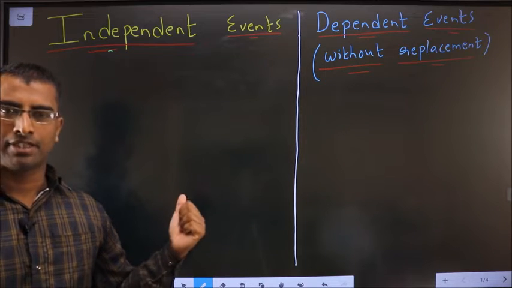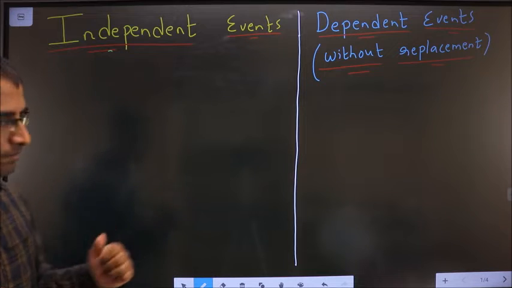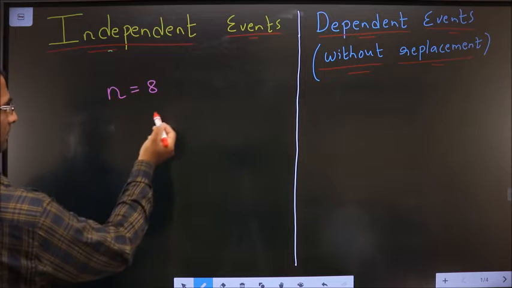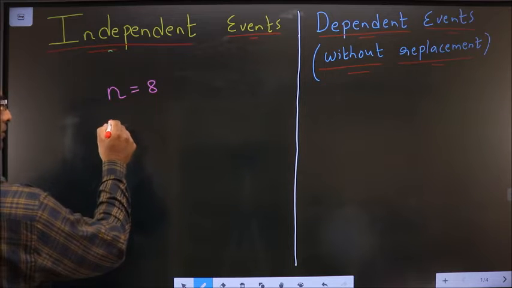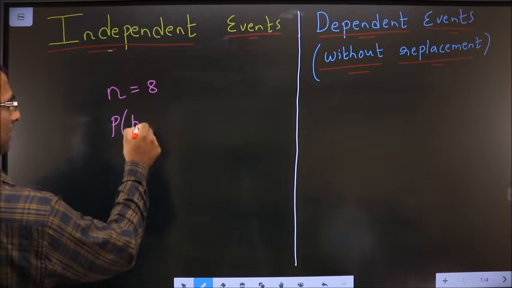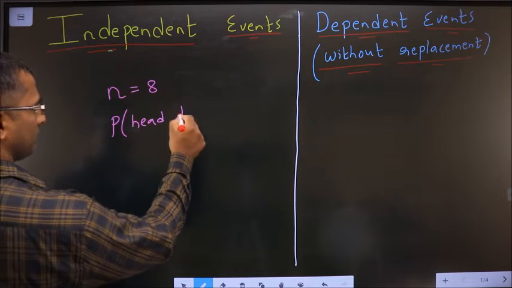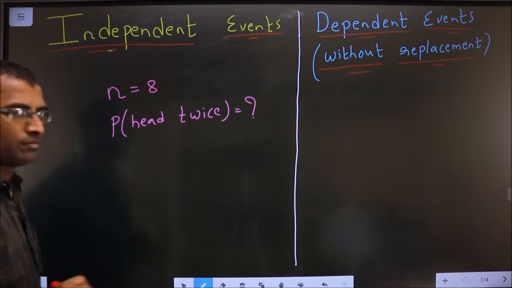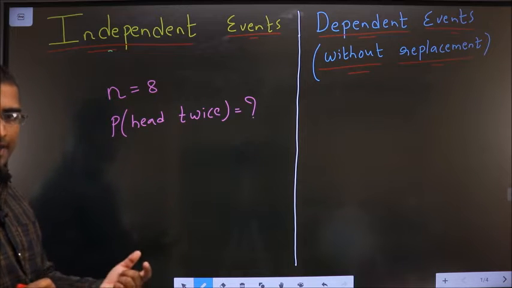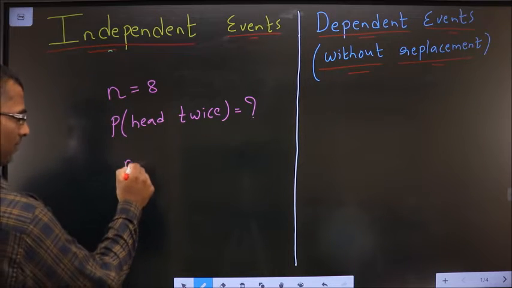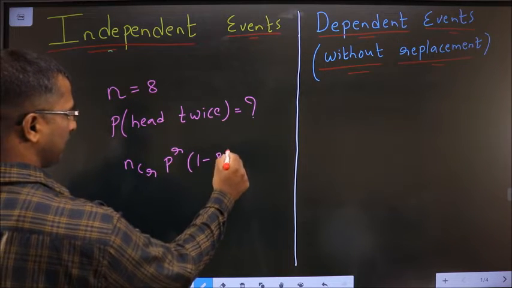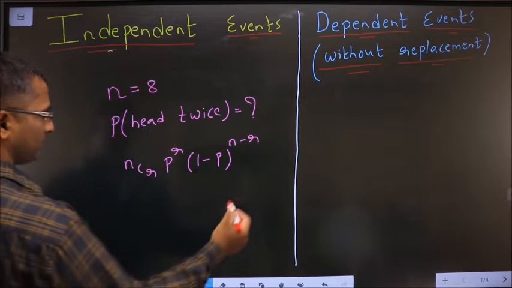Okay, I'll explain with the help of this example. Let us say a coin is tossed 8 times. I want to find out the probability of getting head twice. Binomial distribution formula is nCr p^r (1 minus p)^(n minus r).